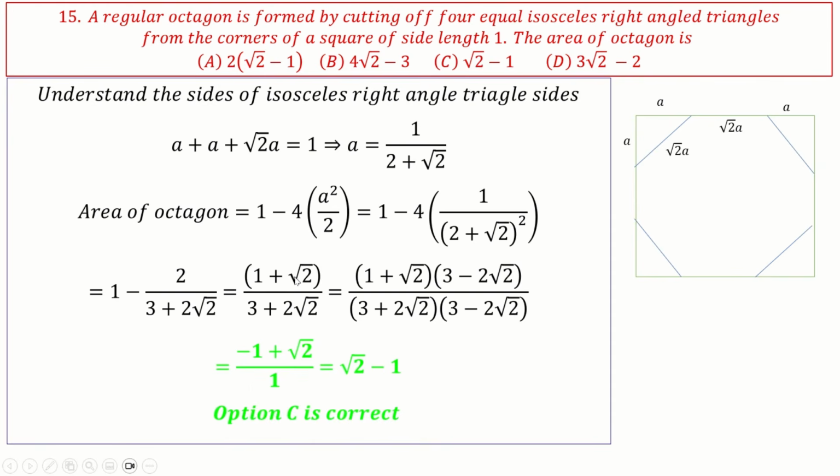I can keep root 3 in the numerator and denominator, this is the answer. But always you should keep it only in the numerator. So try to remove this by multiplying with the conjugate, right? So minus 1 plus square root of 2, this is the answer. So, square root of 2 minus 1, that is option C. Okay, this is the correct answer. This is a simple problem actually.